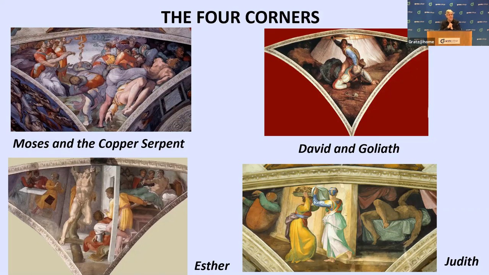And the last is from the Apocrypha, which is from the ancient Greek Jewish Bible. It's not in the Hebrew Bible, but it shows the point at which Judith cuts off the head of Holofernes, who is the Assyrian general who is threatening the Jewish people, and she is walking out with his head on a giant platter. So maybe Michelangelo is saying that you can't destroy the Jews, they will continue to survive.